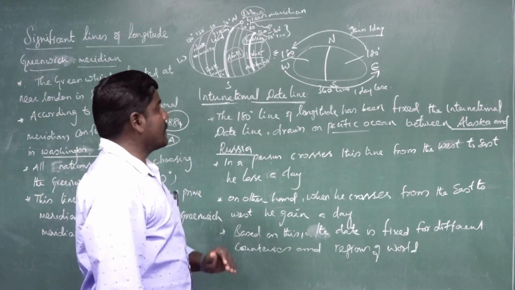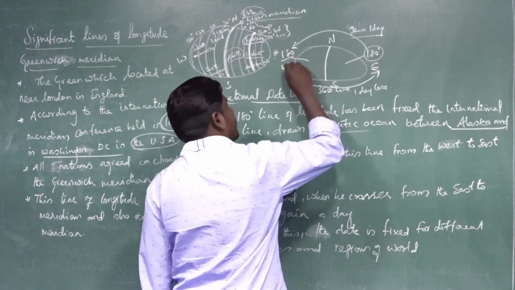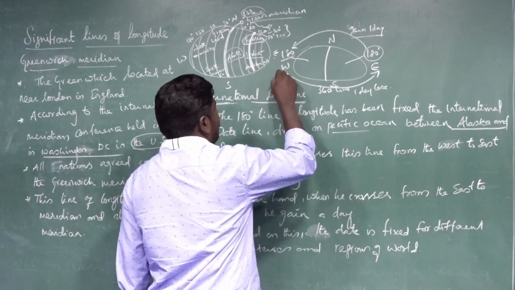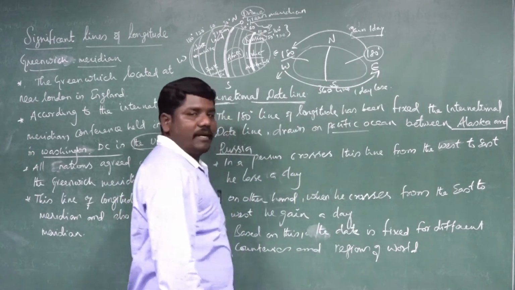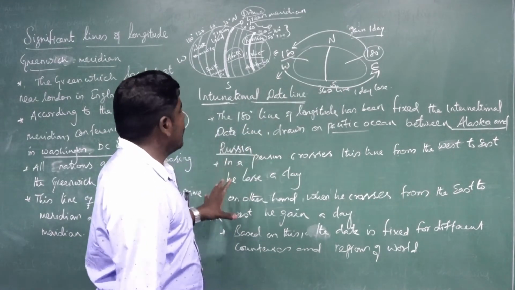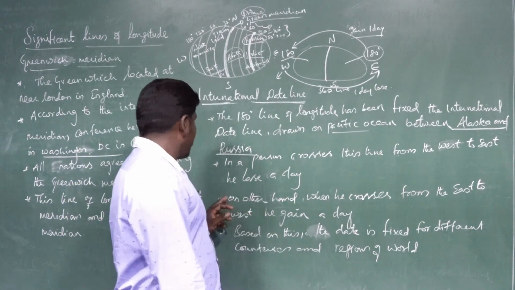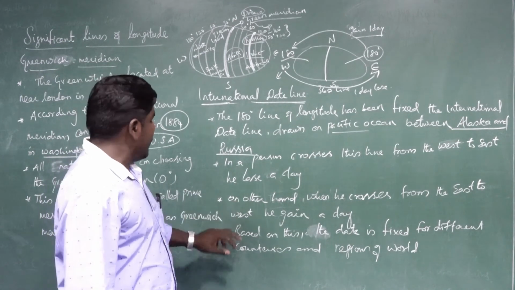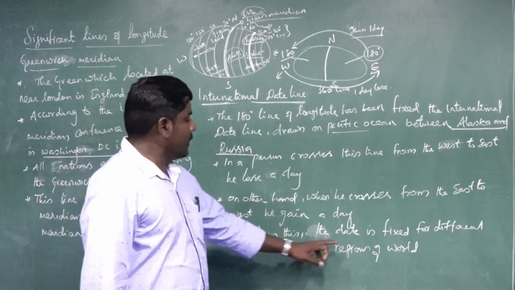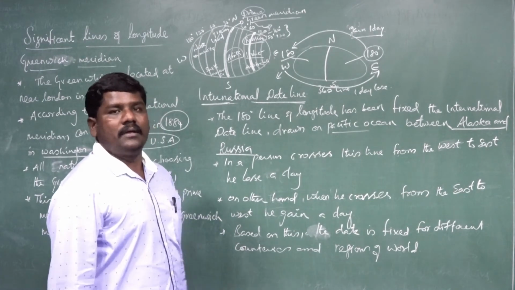At this 180 degree line, when a person crosses from east to west, they gain one day. And the same person crossing the 180 degree line from west to east loses one day. Mostly this process is used to identify the international date line. On the other hand, when he crossed from east to west, he gained a day.